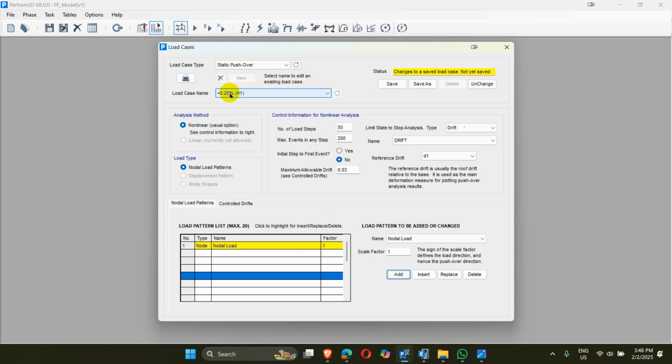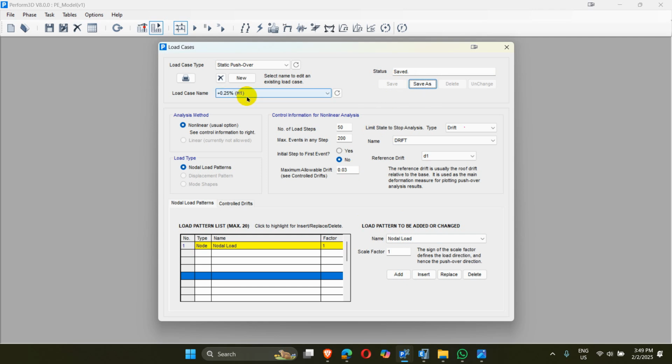And the case of cyclic pushover load case, we'll discuss more about that in another lecture series. So for now, this is the way the nodal load patterns for static pushover analysis can be done, and the structure is pushed up to the 3% level and the pushover curve of the structure can be obtained. So let me click save.